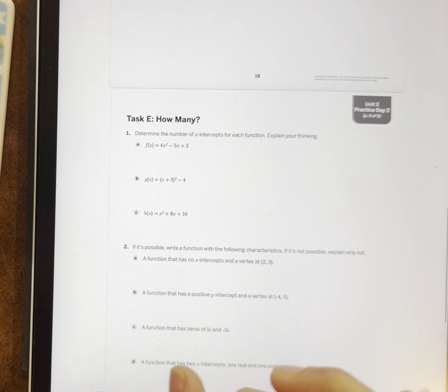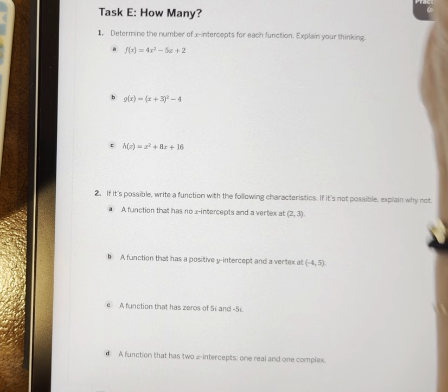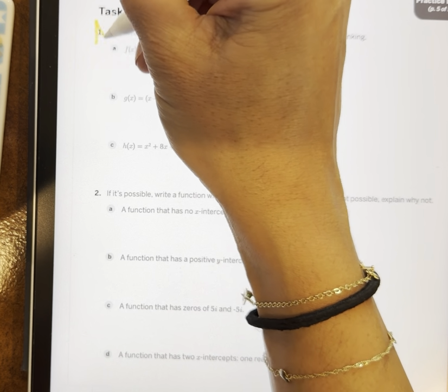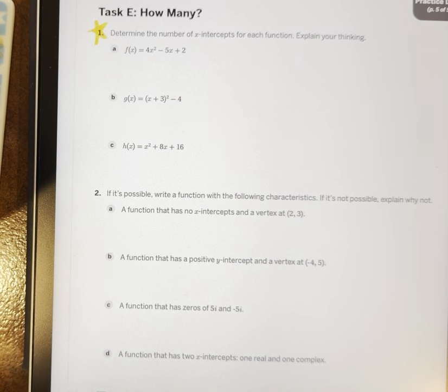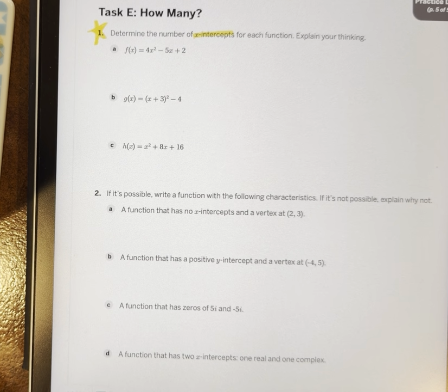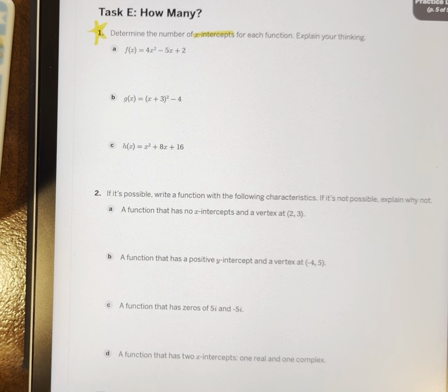That was task D. Let's go look at task E. Determine the number of x-intercepts and explain. What great questions. If my test was on Tuesday and I've been asked how many x-intercepts something has this many times up to this point, saw it on the last review, saw it on the last quiz, and now here it is on this review, I would make sure I knew how to do this, okay?